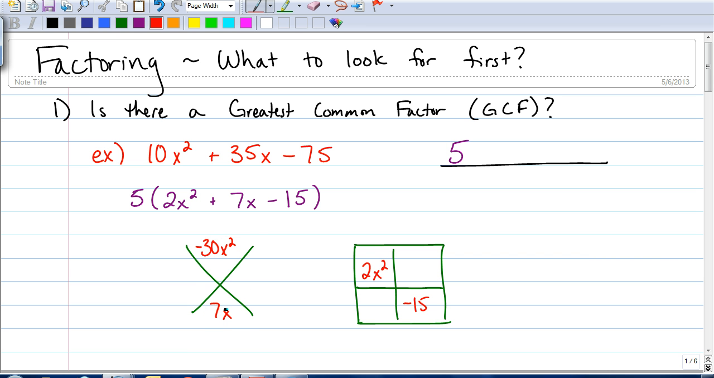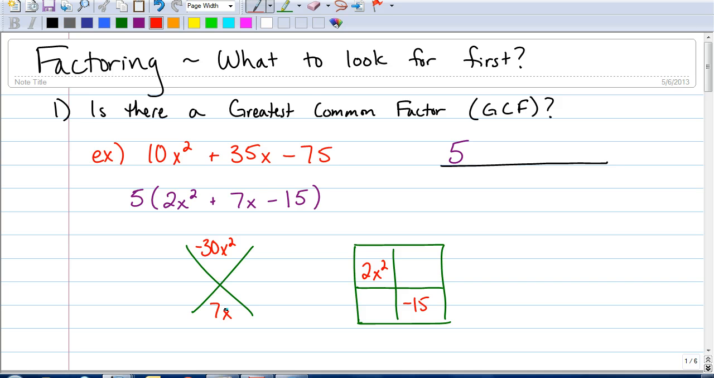So now, again, we're trying to find what 2 numbers multiply together to be negative 30x squared, and the same 2 numbers added together give us a positive 7x. The fact that when I multiply them together I get a negative tells me that one of my numbers is going to be negative, and the fact that I add them together and get a positive tells me that the larger of these 2 factors is going to end up being a positive number.